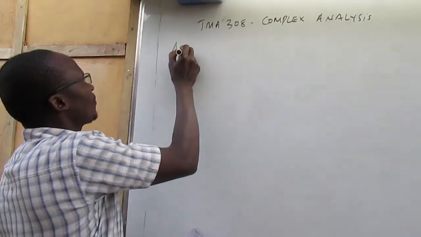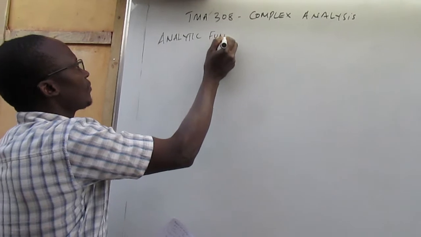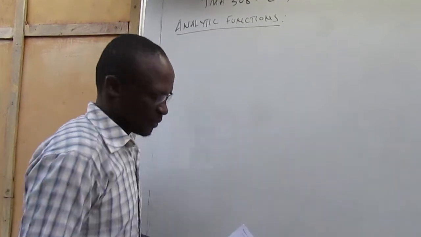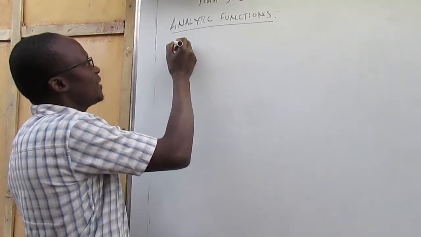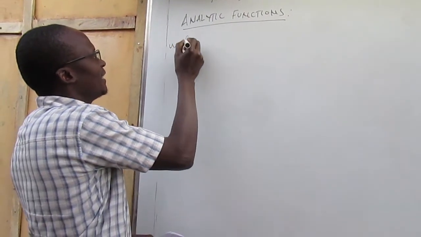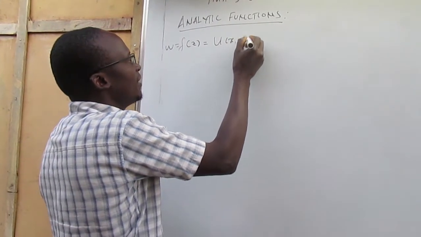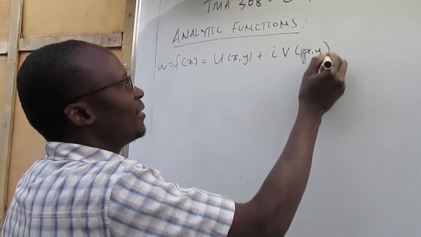Hello and welcome once again to our lecture on complex analysis, and in our continued discussion we'll start from analytic functions. Now the notion of analytic functions is fundamental to the discussion of differentiation of complex valued functions. So recall that a complex valued function w equals f of z can be written in the form u of x,y plus i v of x,y.